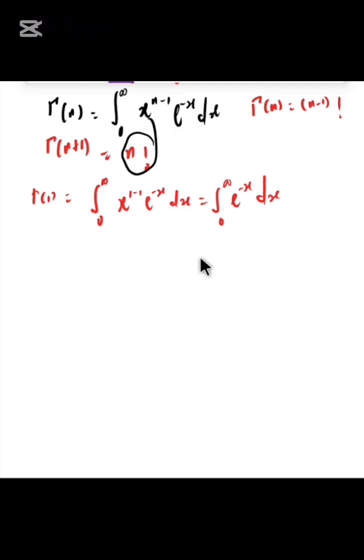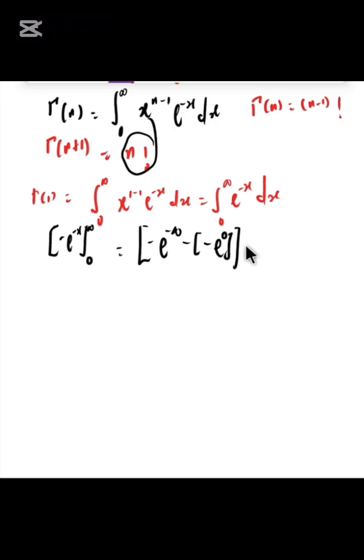Then if you integrate exponential negative x, that is going to give you negative exponential negative x. Then you apply your limits 0 to infinity. So this will be equal to negative exponential negative infinity, minus negative exponential 0. Exponential negative infinity gives 0, then minus 0 is still 0. This minus will give me plus, and exponential 0 will give me 1. So 0 plus 1 will give me 1. Therefore, we have gamma of 1 equal to 1. Very beautiful, isn't it?